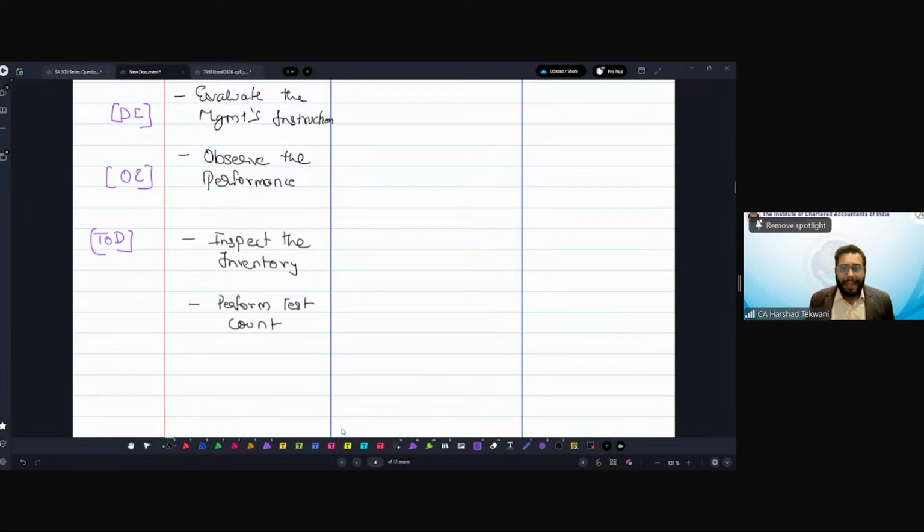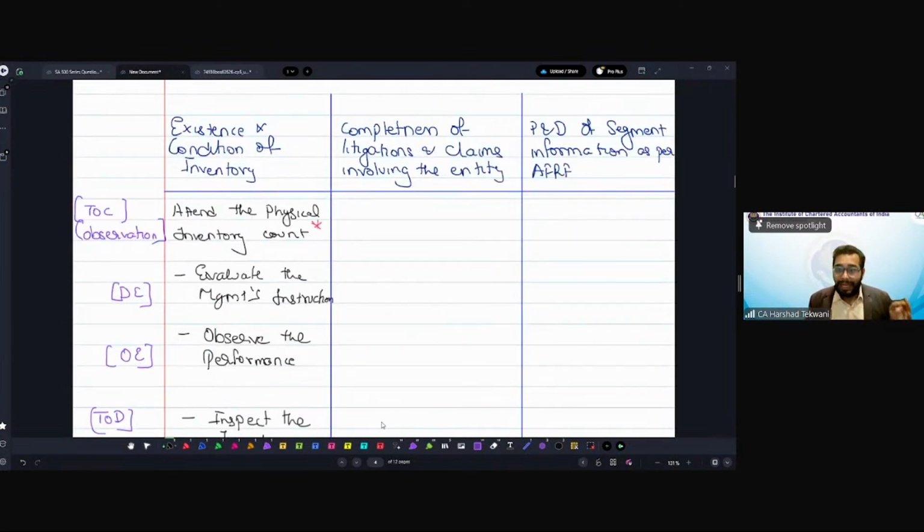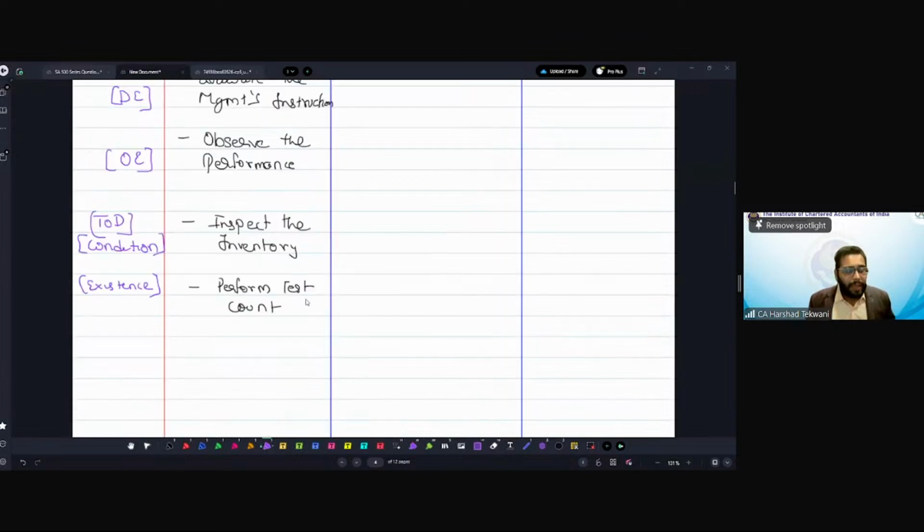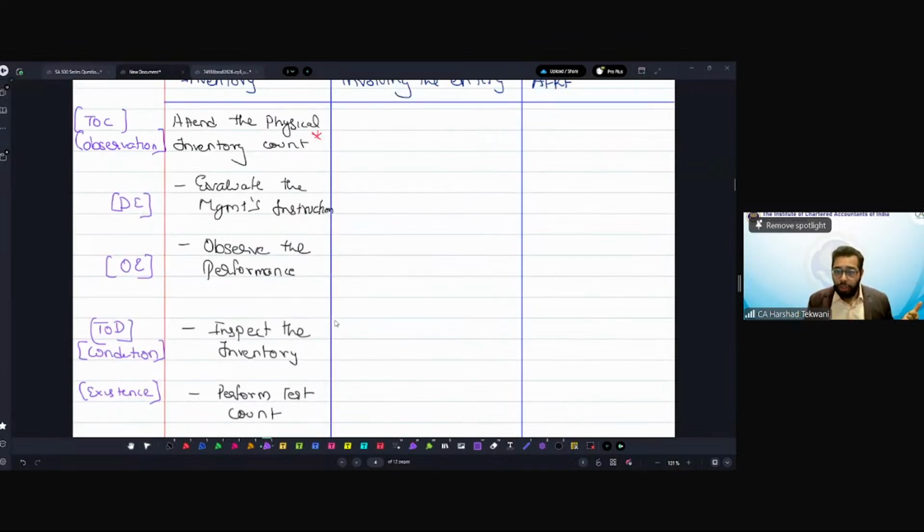Inspection of the inventory will give you comfort on the condition part, and the count will give you comfort on the existence part. This way, you will be performing TOC and TOD both, and you will be getting comfort on the existence and the condition of the inventory. Clear with this?